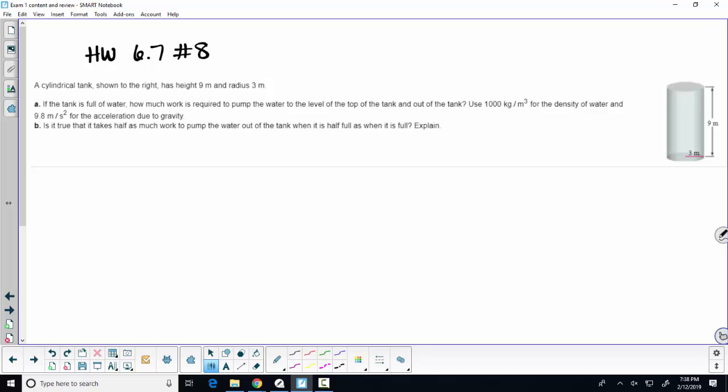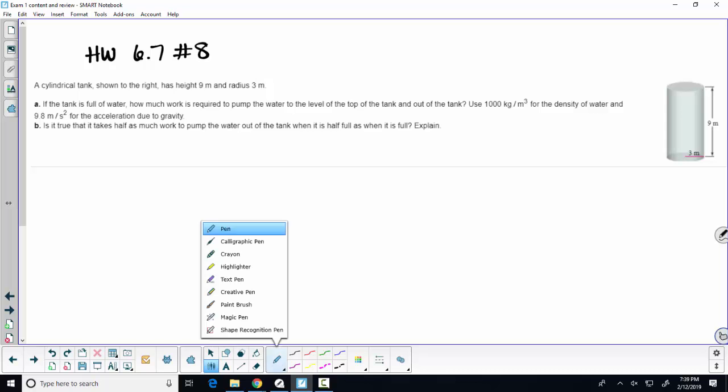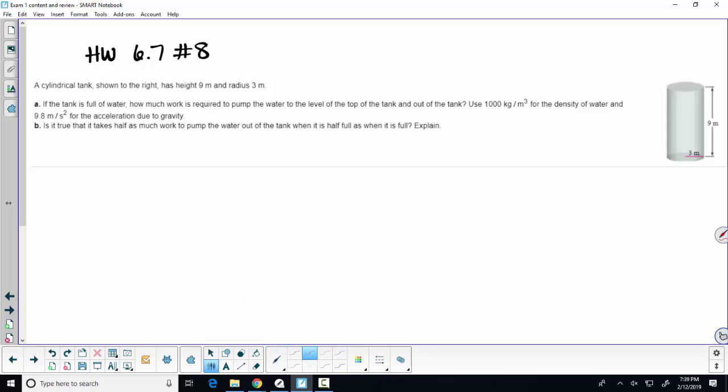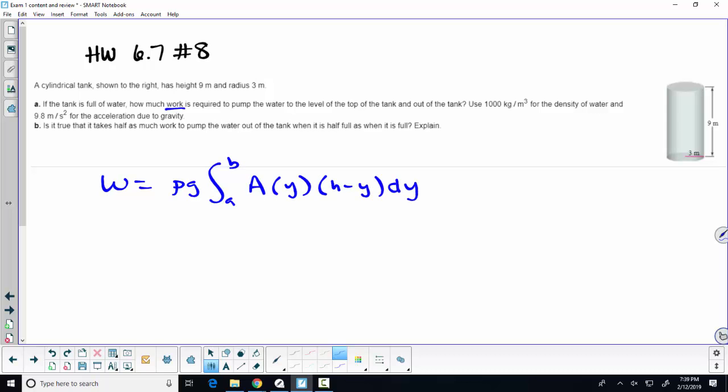Okay, so we've got a cylindrical tank shown. The tank is full of water. How much work is required to pump the water out? So just find the area of the cross sections. Everything's in terms of y. So our cross sections are here.